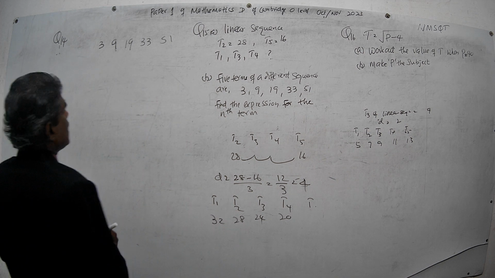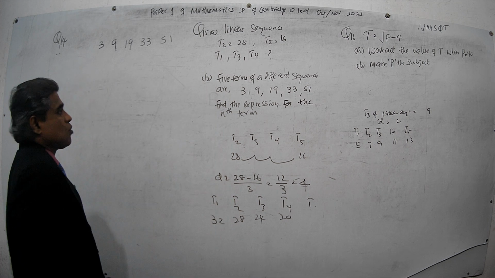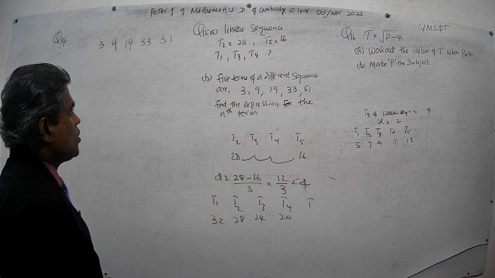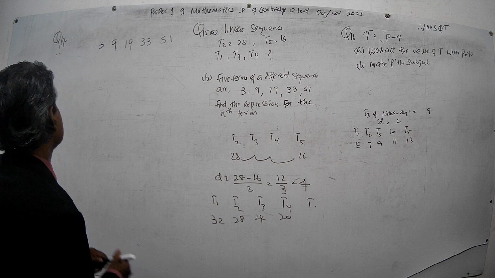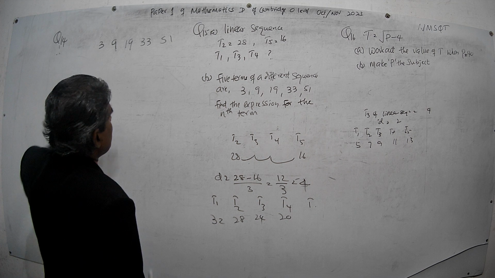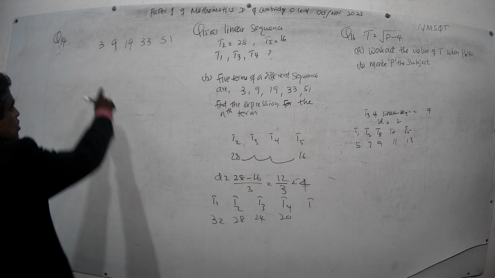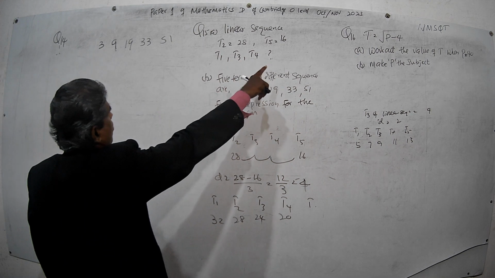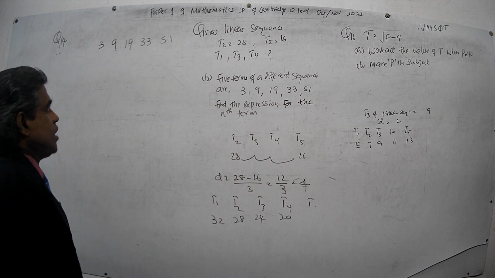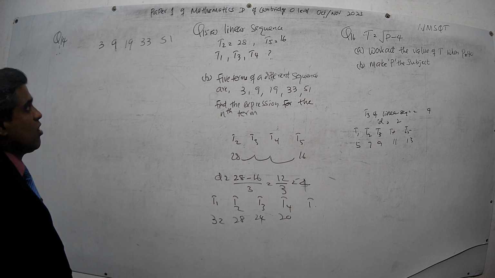They ask you to find the nth term for the sequence in this B part. First of all, we don't know whether it's a linear sequence or a different type of sequence. If it is a linear sequence, we can apply this. So first of all, we have to check whether it's a linear sequence or a different sequence.